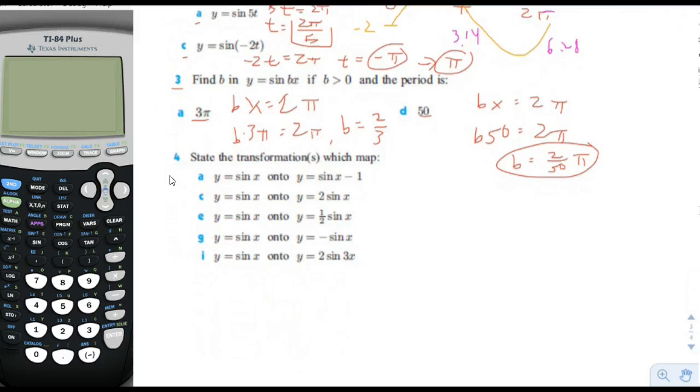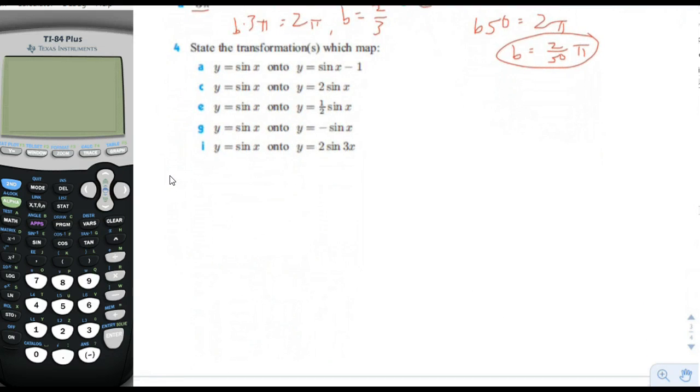State the transformations which map y equals sine of x onto y equals sine of x minus 1. So we could express this one as, remember we used matrices before, or vectors to show the translation. So this translation would be 0 in the x direction and -1 in the y direction. Okay. Now what about c?